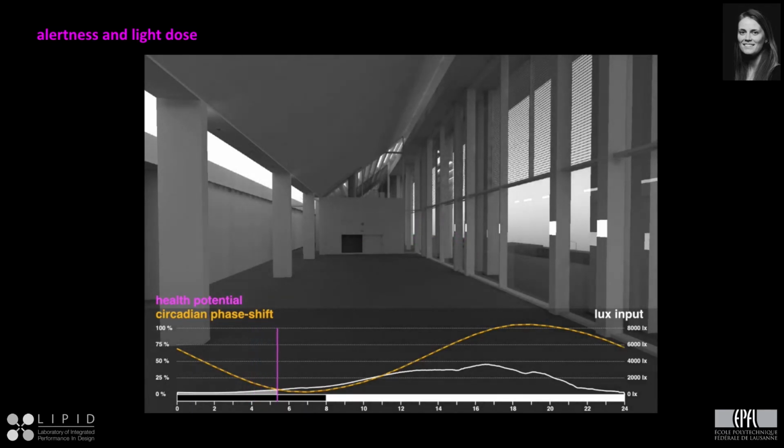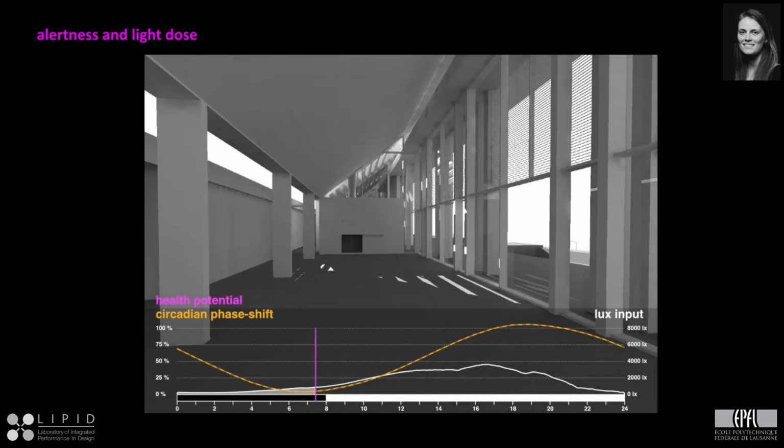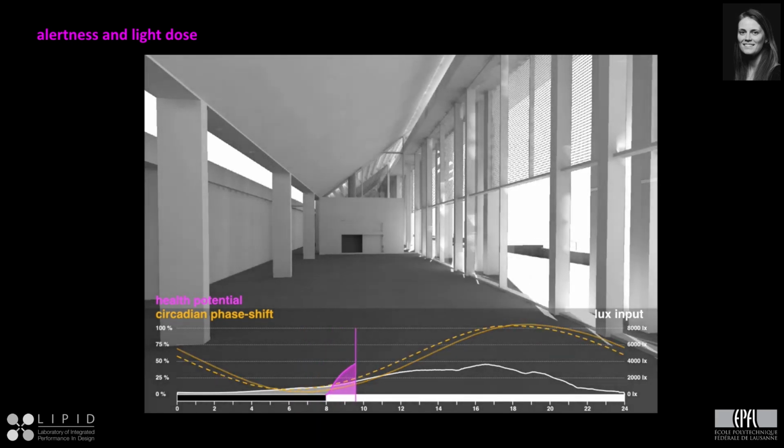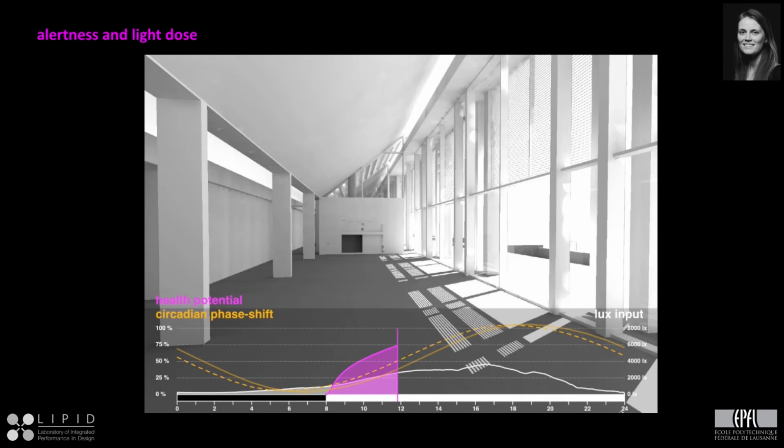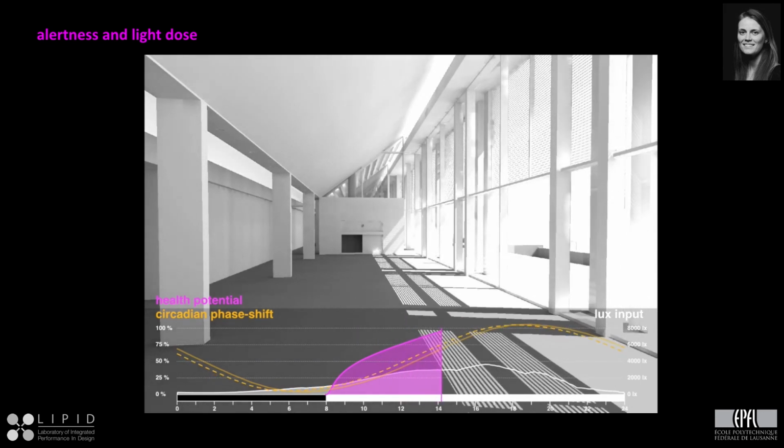So again, trying to represent this in an understandable way, we took the same example, but this time we are running a summer day as far as this health potential is concerned. And you see that these two curves are now moving apart from each other, which is not a good thing.